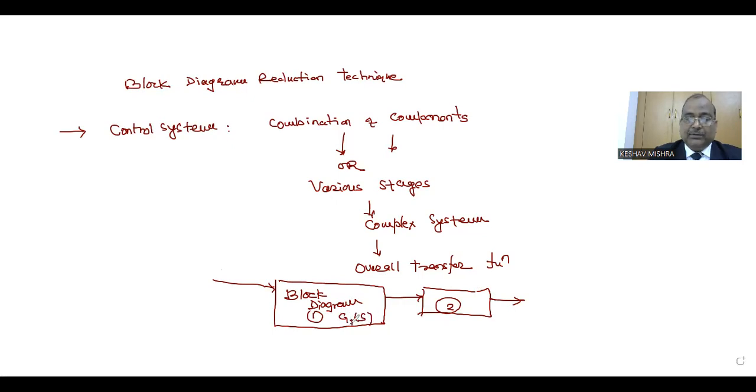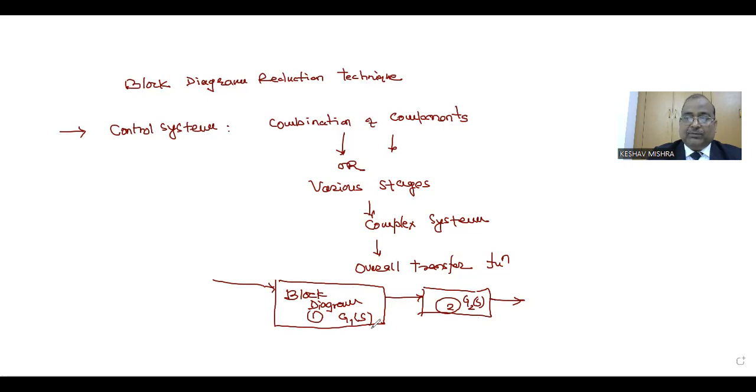Say for example, the transfer function for the first stage is G1(s), and for the second stage is G2(s). So all these blocks are connected in this manner, representing each individual stage by a block. In this way we can find the overall transfer function by using some rules for reduction of such block diagrams.